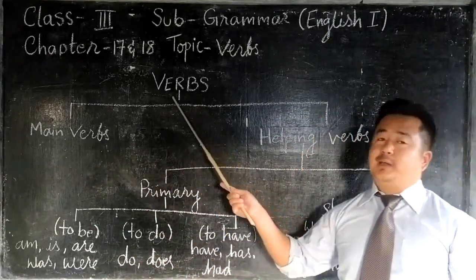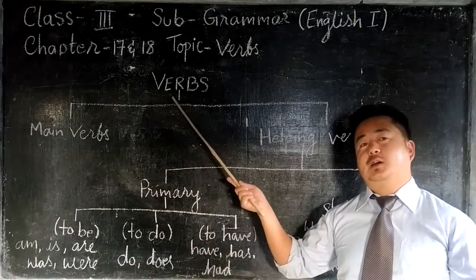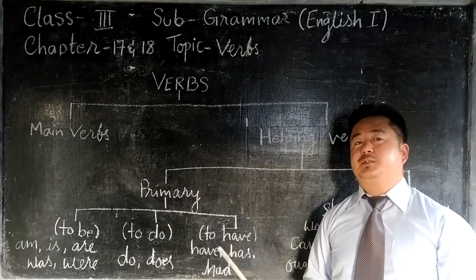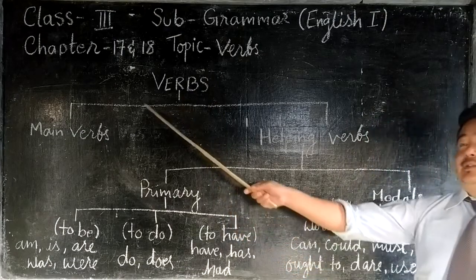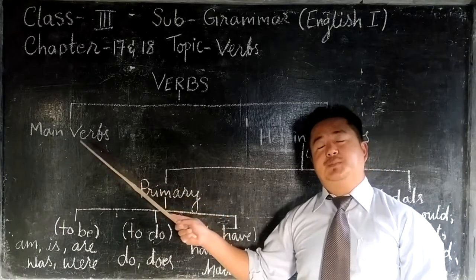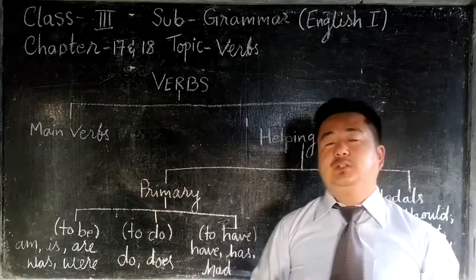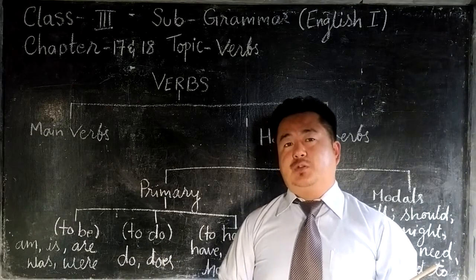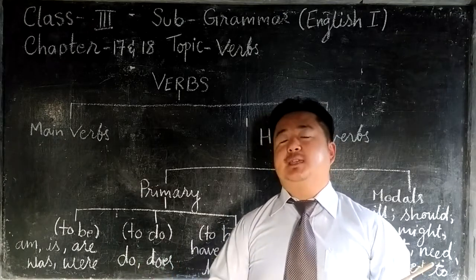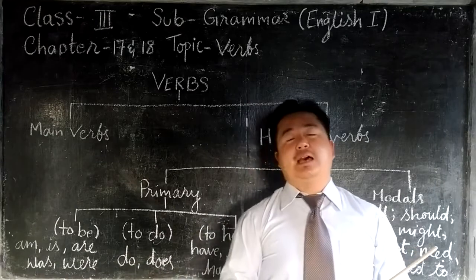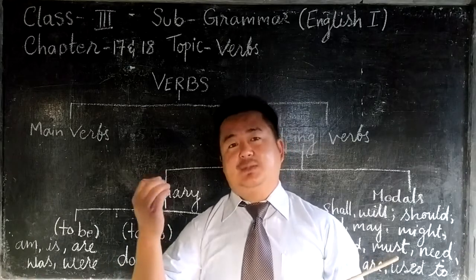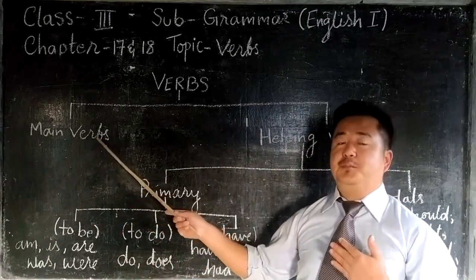Here, verb, as you already know, is a doing word or an action word, and it is categorized into two. The first one is main verbs. Main verbs are those action words which you use in your sentence. For example, dance, dancing, sing, singing. She was laughing, she laughed. Whatever action is done by somebody, those actions are the main verbs.